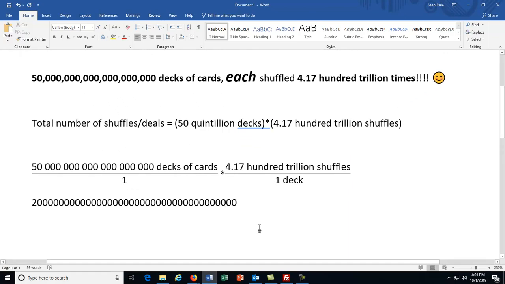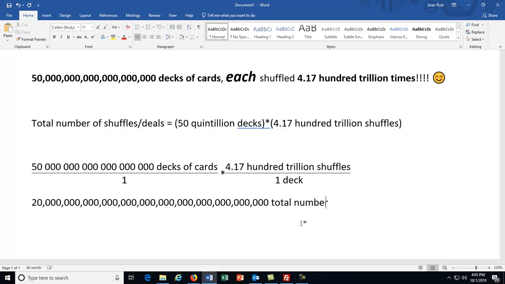Let's go back. 1,000, million, billion, trillion, quadrillion, quintillion, sextillion, septillion, octillion, nonillion, decillion. And now we're past decillion, and I don't know what the next one is. We're going to call it 11 tillion, because I don't know what it's actually called, and I don't want to look it up because we've got too much information right now. But this is the total number of shuffles.